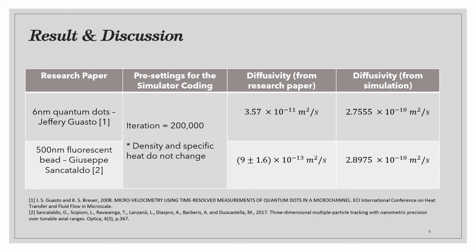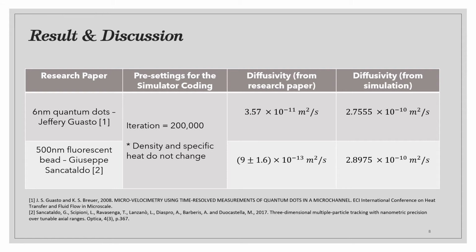For the result and discussion part, I would like to present the condition of diffusivity first. Two research papers have been found, which are 6 nanometer quantum dots from Jeffrey Gusto and 500 nanometer fluorescent bead from Giuseppe Sancretaldo. The iteration for the simulation is set as 200,000, a normal presetting. However, the density and specific heat of the nanoparticles are set as default values because there is no detailed description mentioned in the research paper.